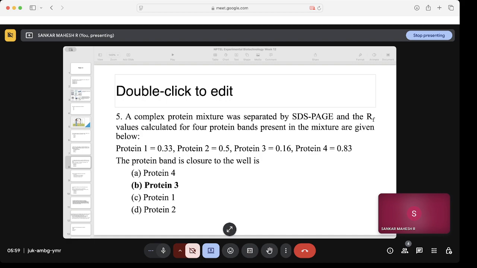Sir, we like tracking dye. By using it, we can find where it is. Yes. So your tracking dye is the solvent front in an SDS-PAGE, according to your definition of retention factor.